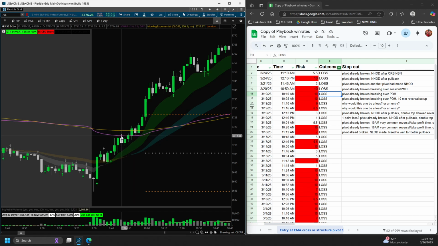Oh, we're on VWAP, and it just starts to trickle, trickle, trickle. And then this one opens and this one starts to trickle down too. And people are like, yep, boom, we're getting that reversal. And they get stuffed.